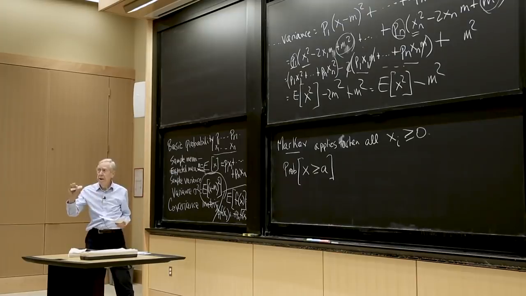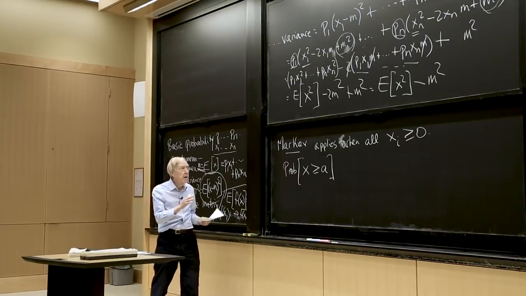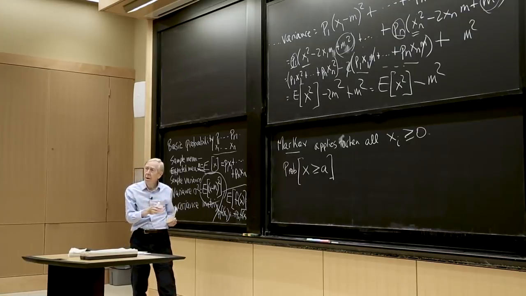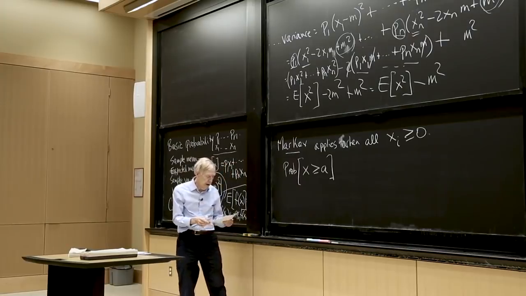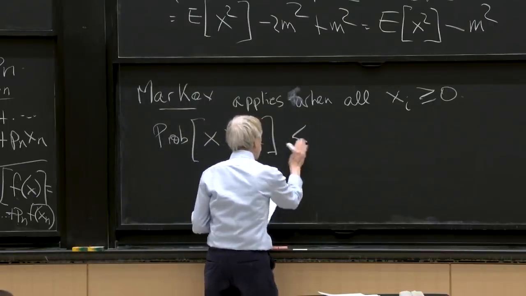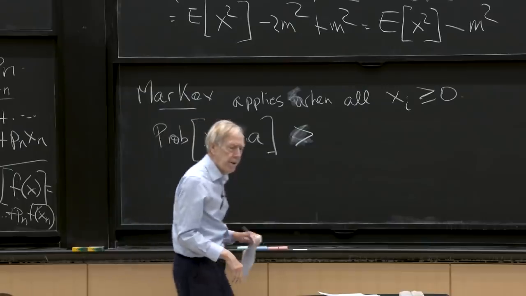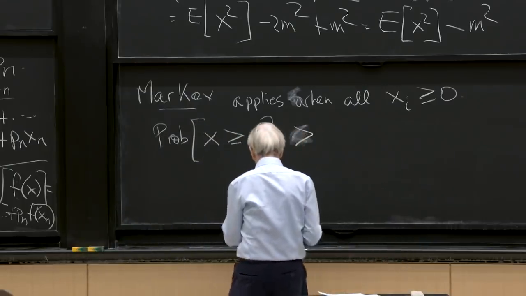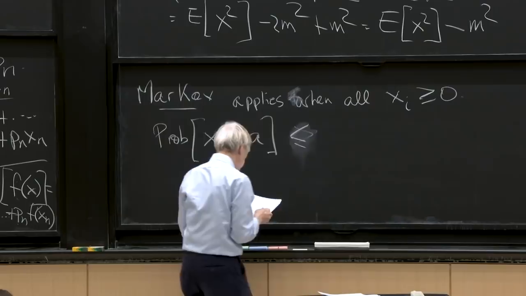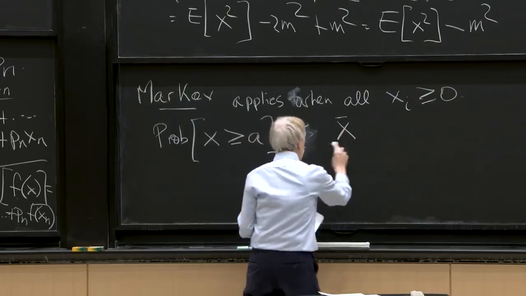That number is going to get smaller as a increases, because we're going to be asking for more. If I take a to be, say, twice the mean, can I estimate what that probability could be? And that's what Markov has done. He says the probability of that is, at most, sorry, is less or equal to the mean, X bar is another way to write the mean, divided by a.